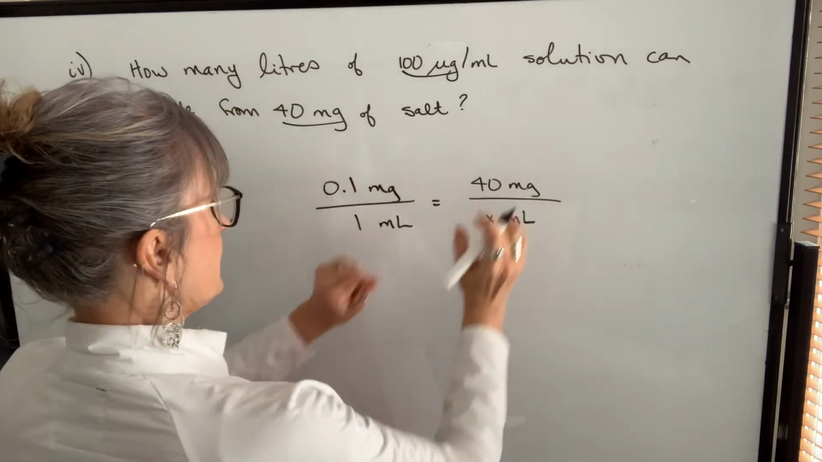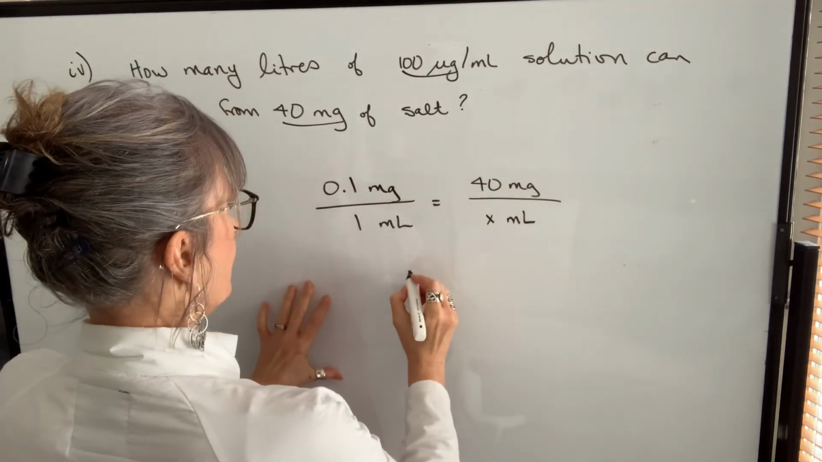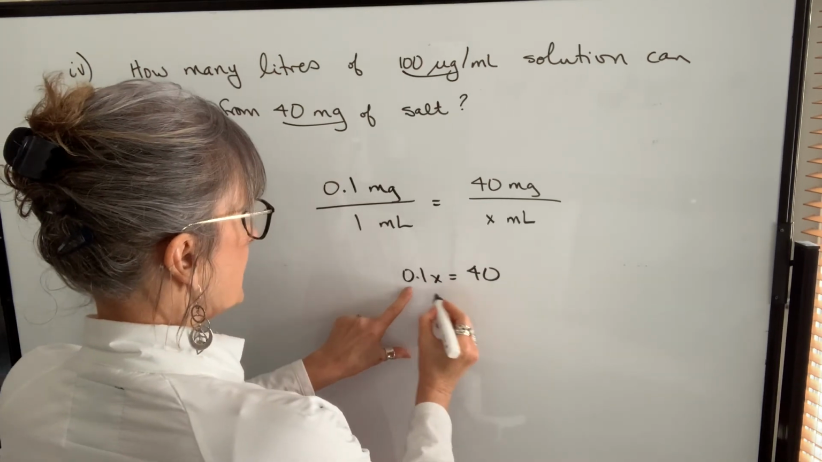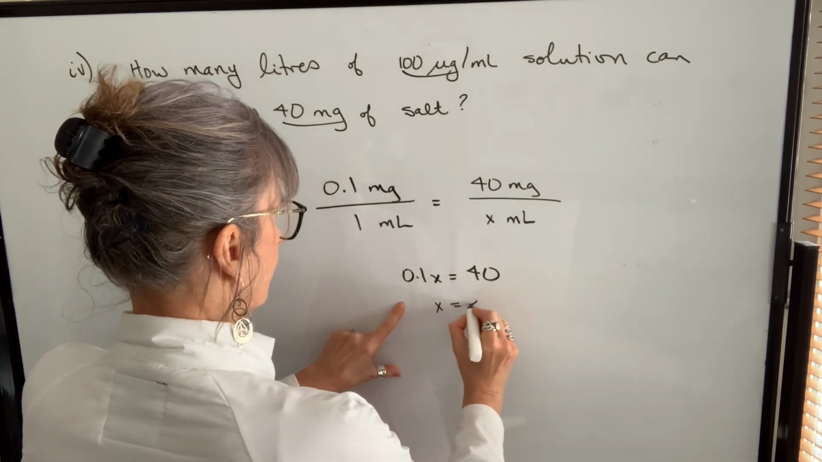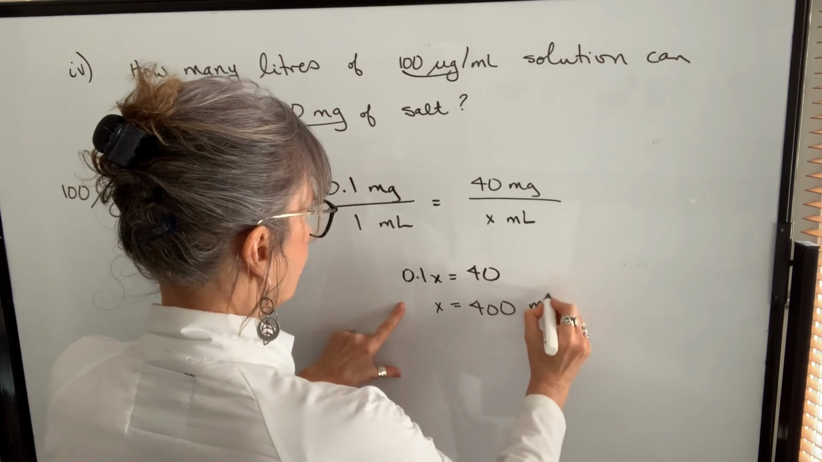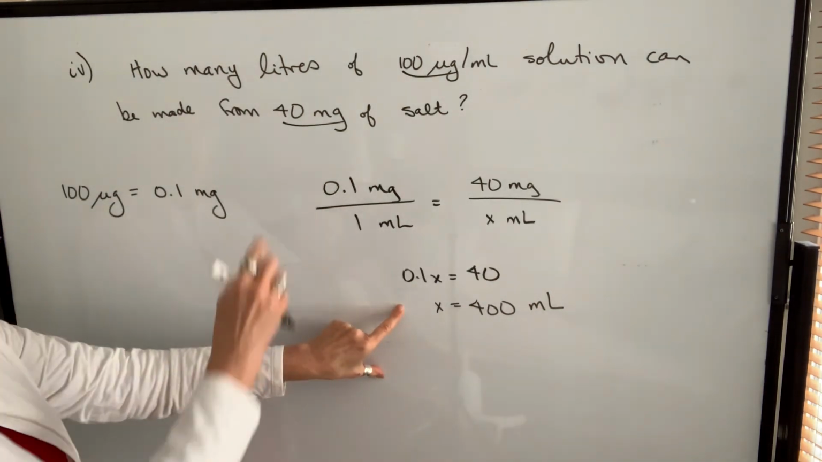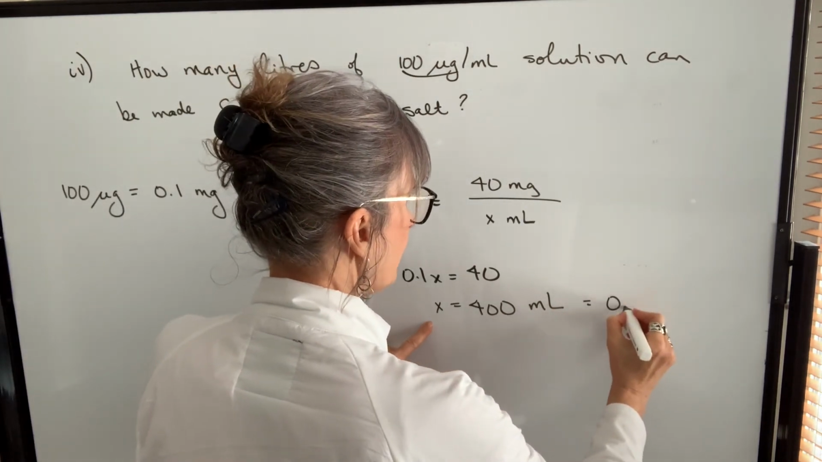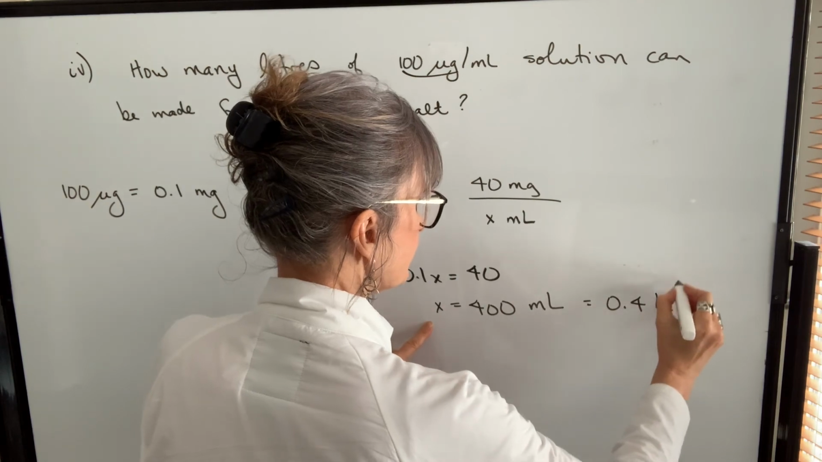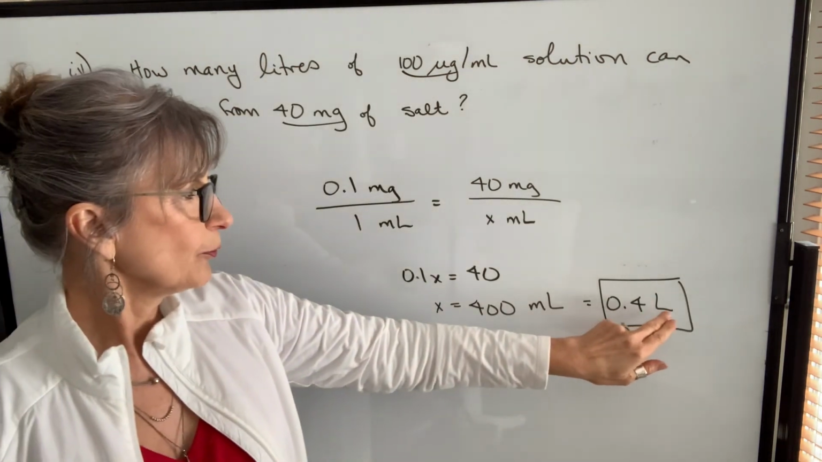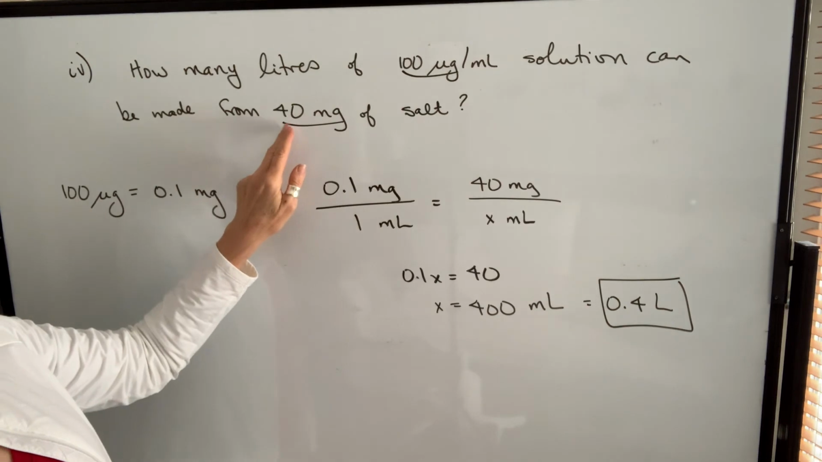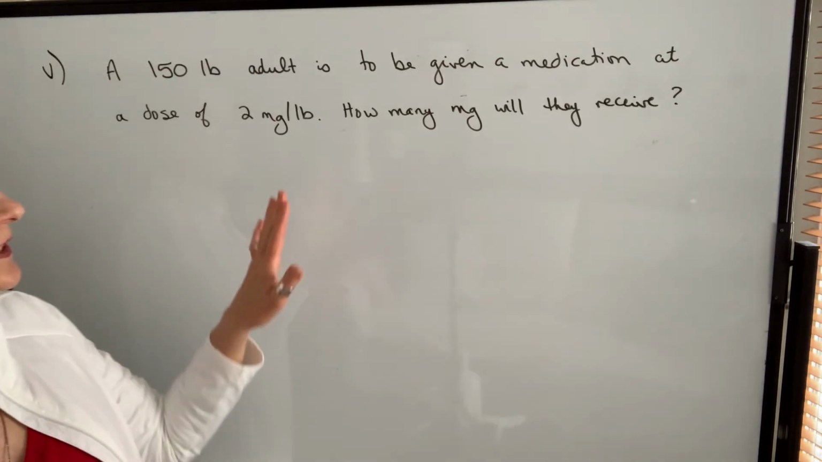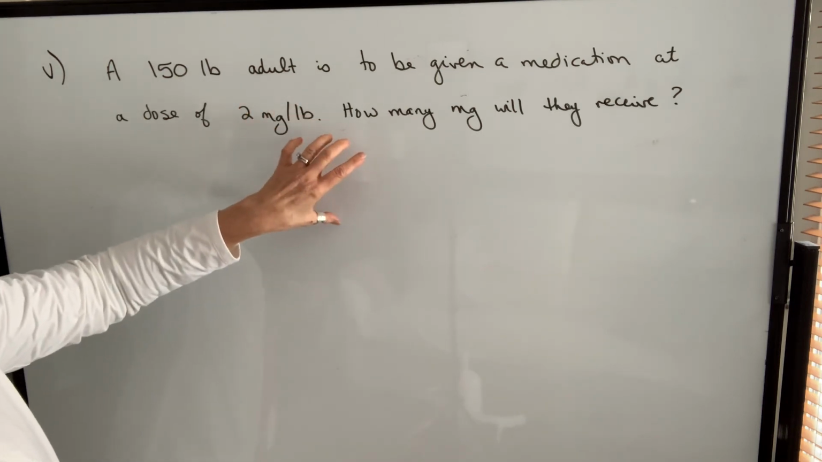We can ignore our units. We cross multiply. We're going to get 0.1 times x equals 40. Divide both sides by 0.1. And we get 400 milliliters. Now the question says how many liters, so we need to change 400 milliliters to liters, and we do that by dividing by 1,000. So we can make 0.4 liters of solution from 40 milligrams of salt, and it will have that concentration.